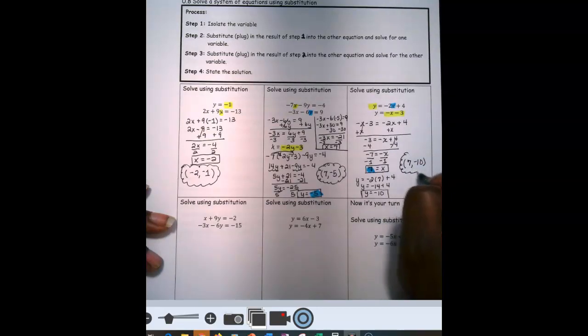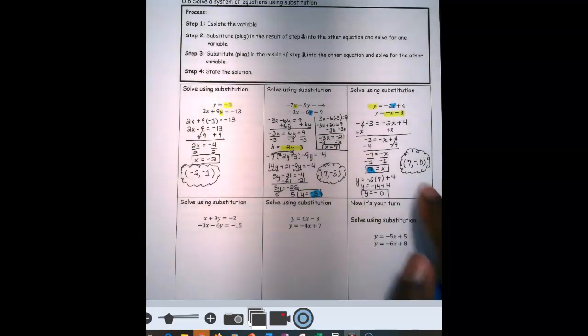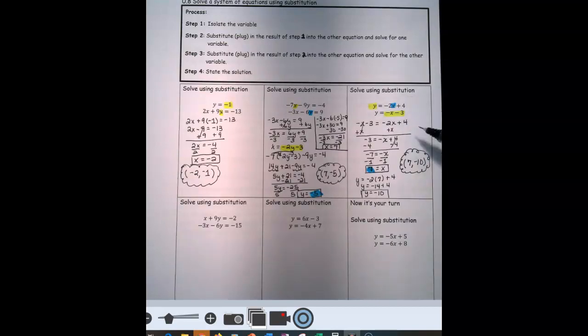Now one thing I haven't mentioned is, well, Ms. Clark, how do you check it? How do I know that I'm right? Well, just remember like when we were doing earlier and we were trying to say, is this ordered pair an answer to the system of equations? Well, we know that when the ordered pair makes both equations true. So if I put 7 in place of x, I get negative 7 minus 3. Well, what is negative 7 minus 3? It's negative 10.